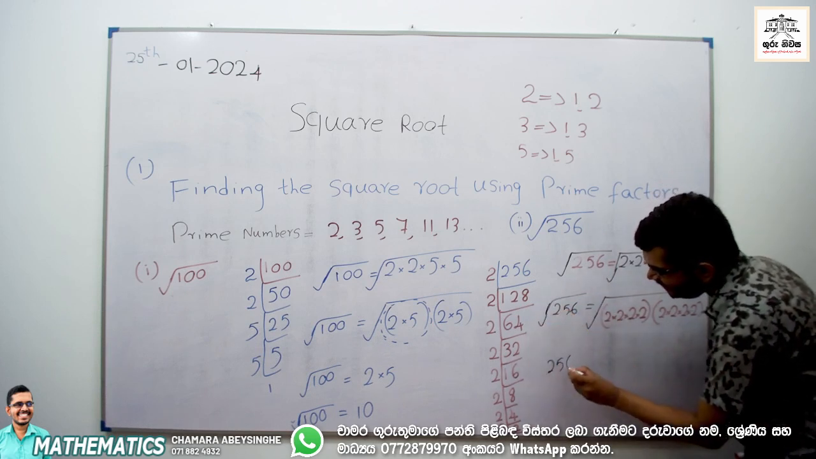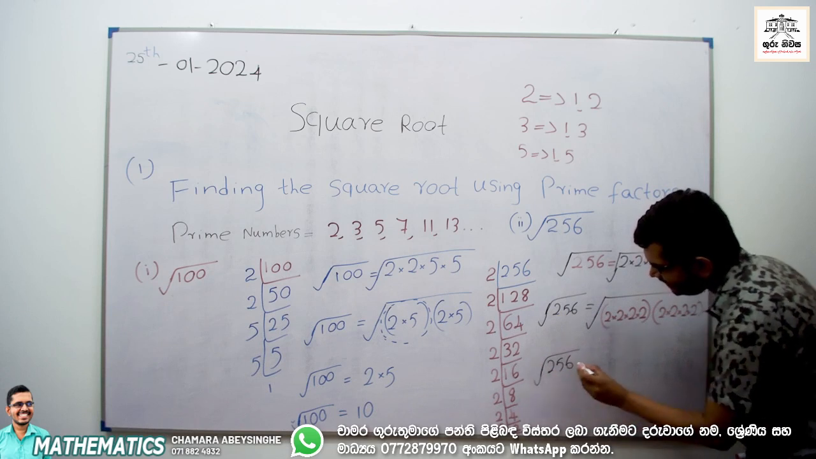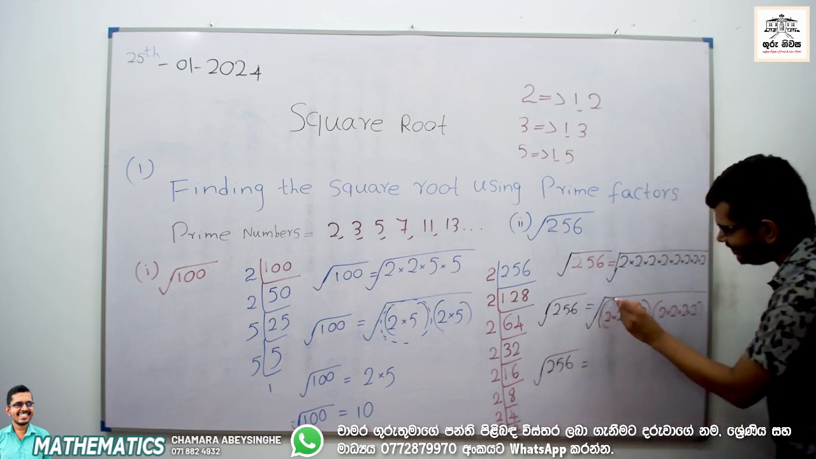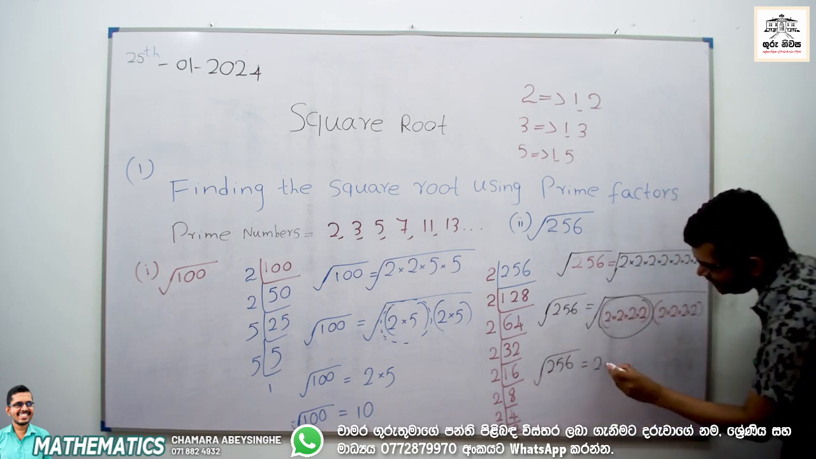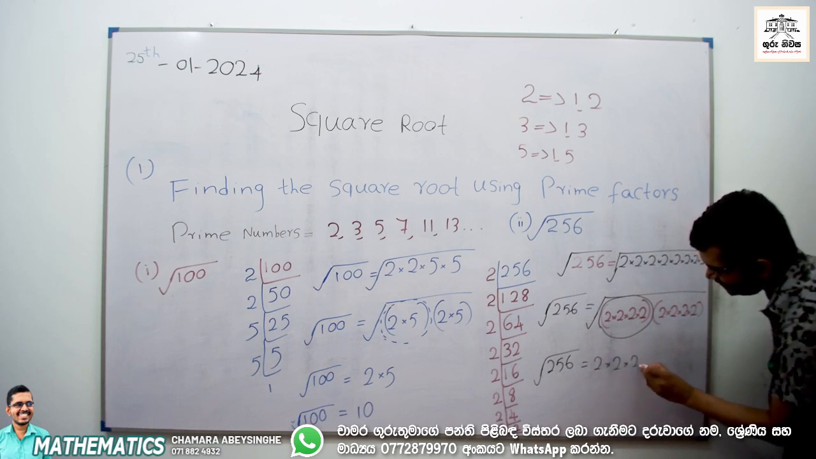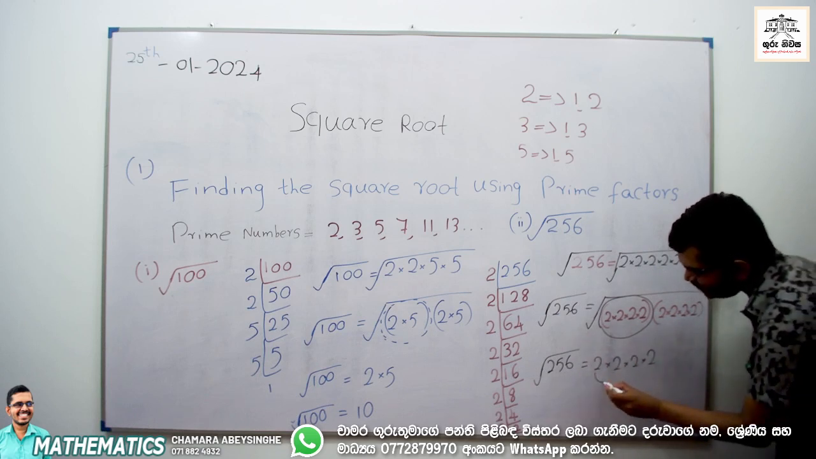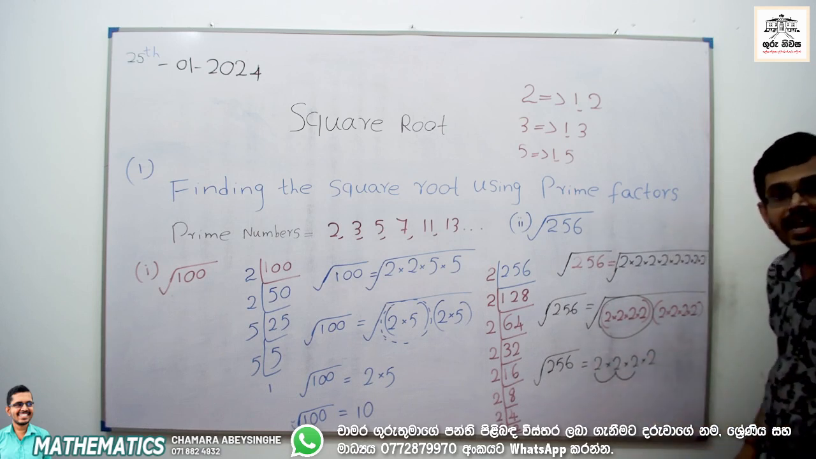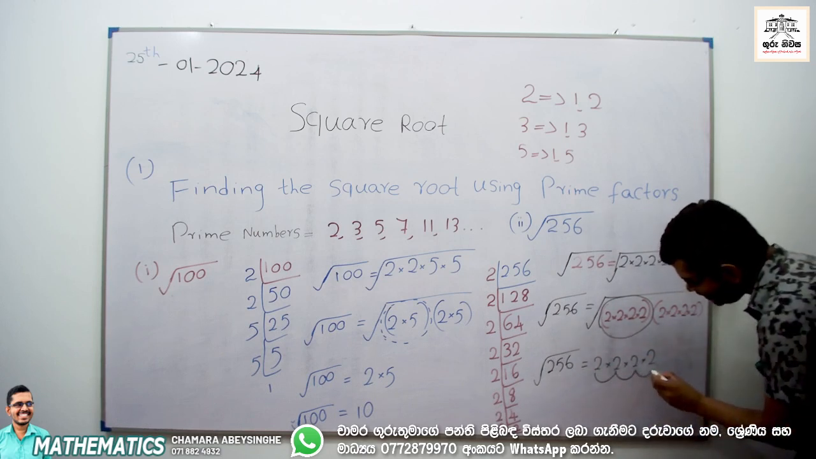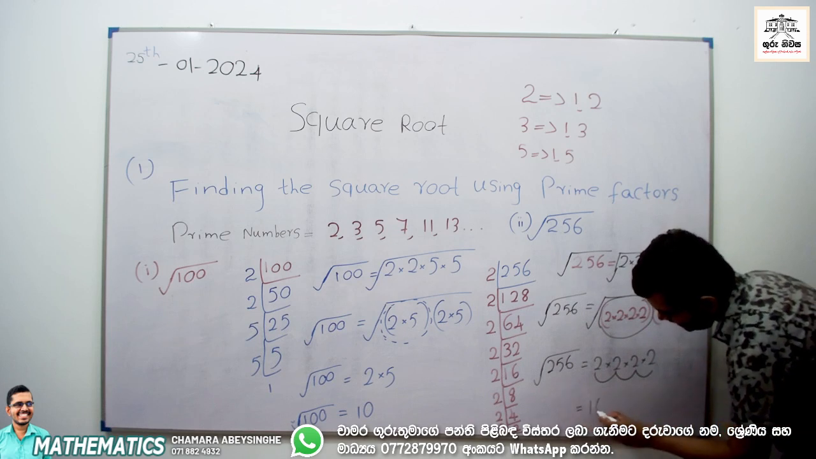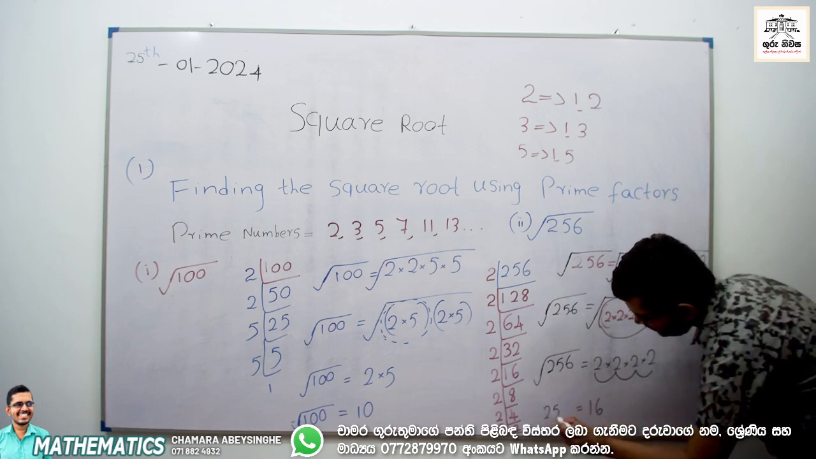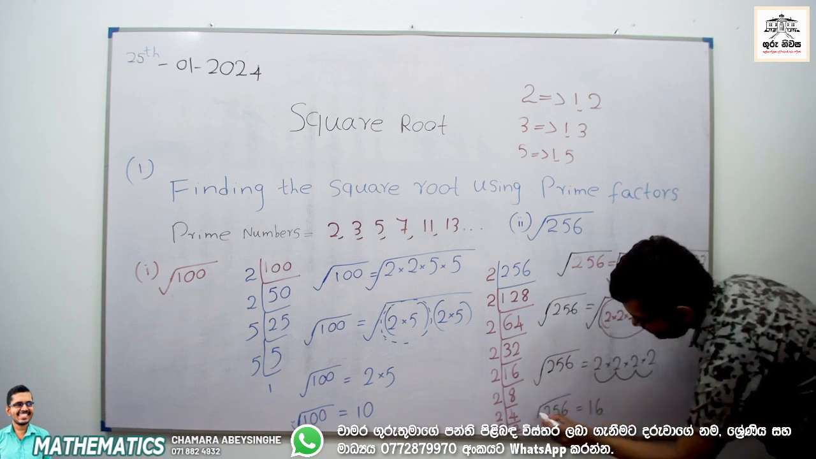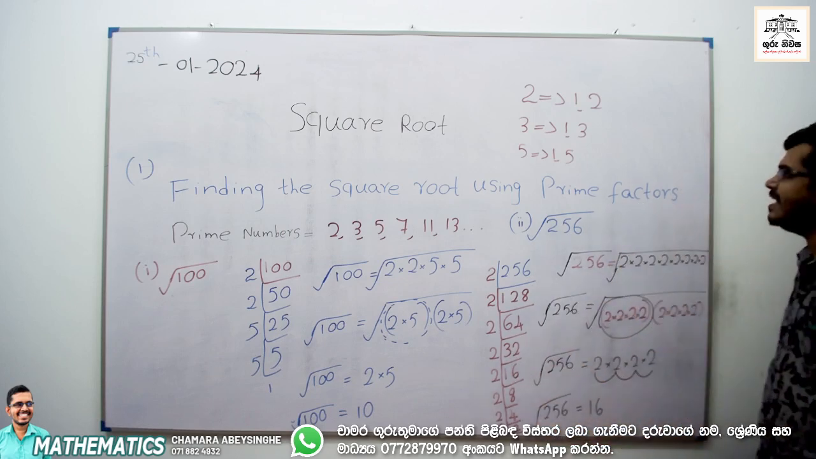Now, student, the square root of 256 is the value of one row: 2 multiply 2 multiply 2 multiply 2. 2 times 2, 4. 4 times 2, 8. 8 times 2, 16. So the square root of 256 is 16.